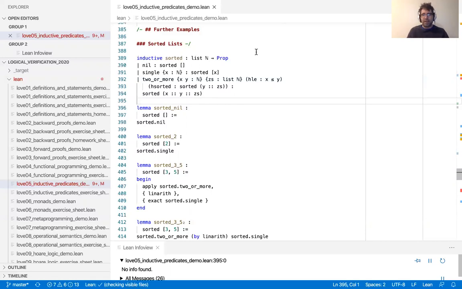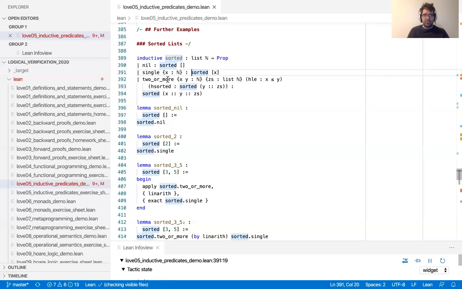Okay, so here we have the sorted predicate, which has three cases. We say that the empty list is sorted. Any singleton list is also sorted. And now notice we use curly braces here, and that's quite convenient. Then we don't have to put as many underscores later when we build proof terms.